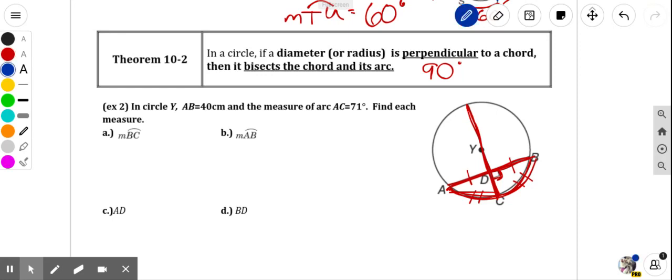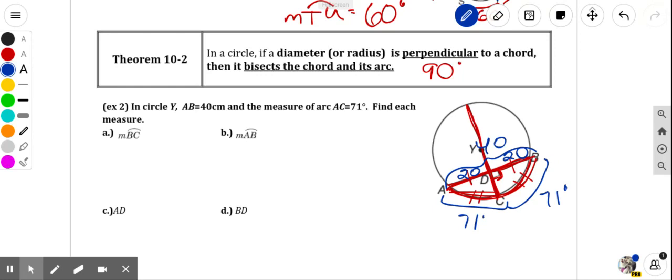Now let's use that and the given information to solve. It says AB is 40, so this whole thing is 40. That would mean that AD is 20 and DB is 20 because it's cut in half. Also, we were given that the measure of arc AC is 71. We already determined that CB and AC are congruent, so CB is also 71. I like to label the picture with everything I know, and then I go and answer the questions. Then it makes it easier.